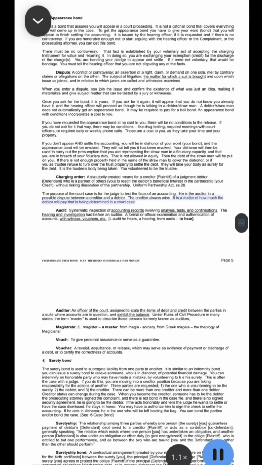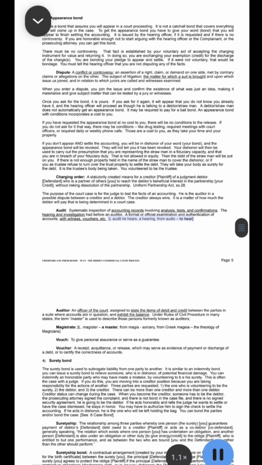The creditor always wins. It is a matter of how much the debtor will pay that is being determined in a court case. Audit. Systematic inspection of accounting records involving analysis, tests, and confirmations. The hearing and investigation had before an auditor. A formal or official examination and authentication of accounts, with witness, vouchers, etc.